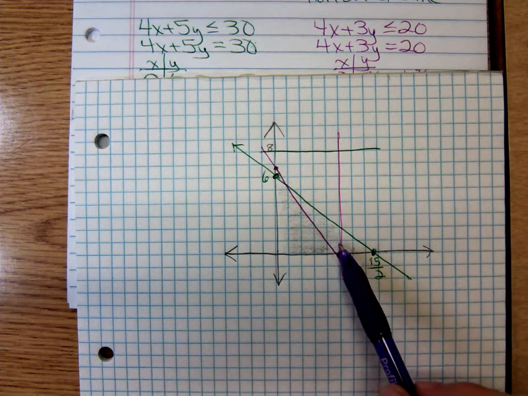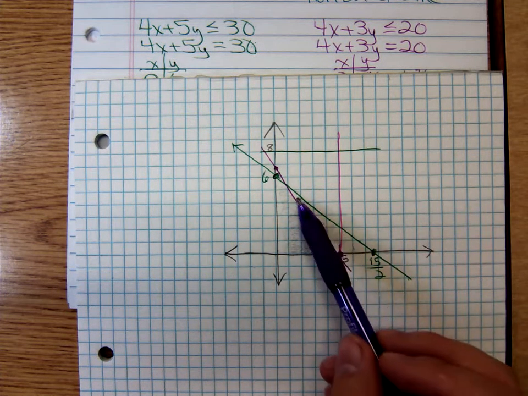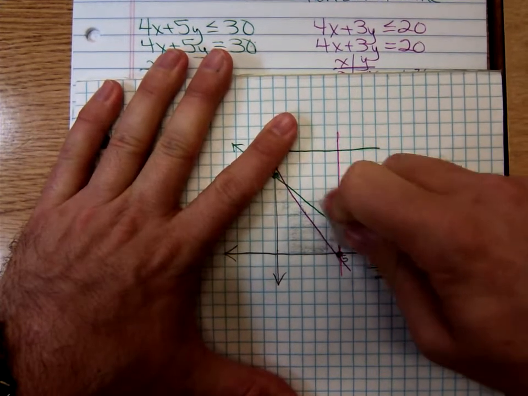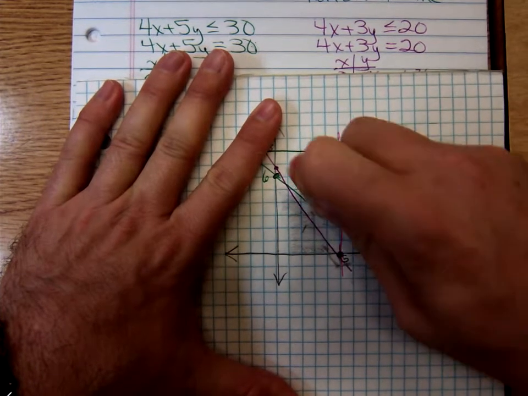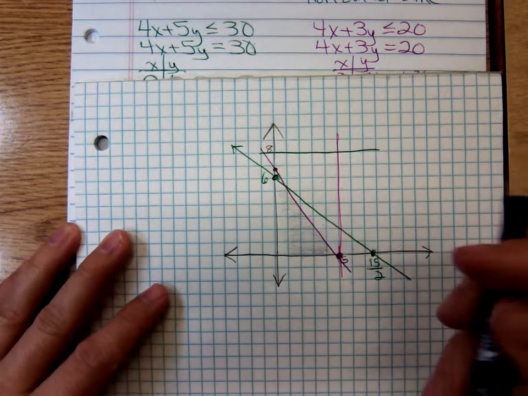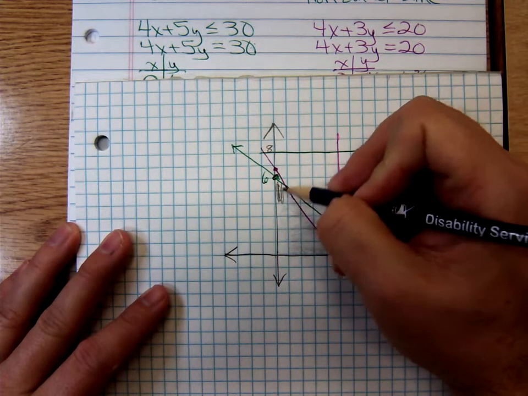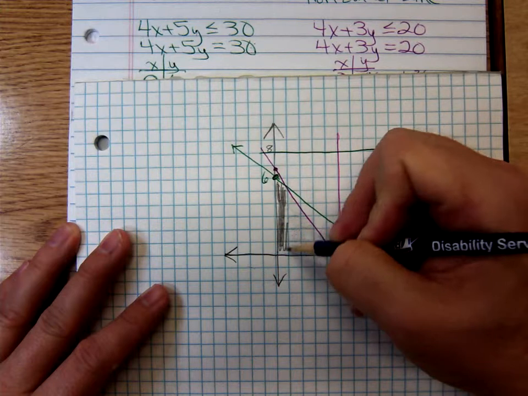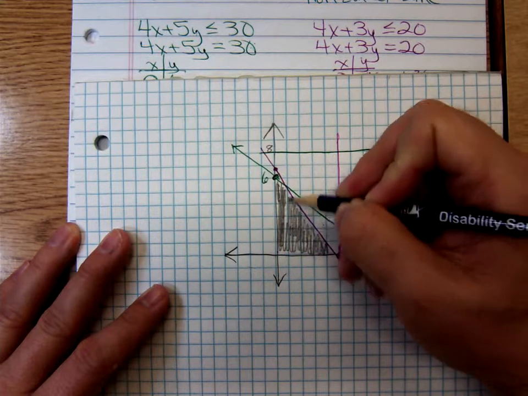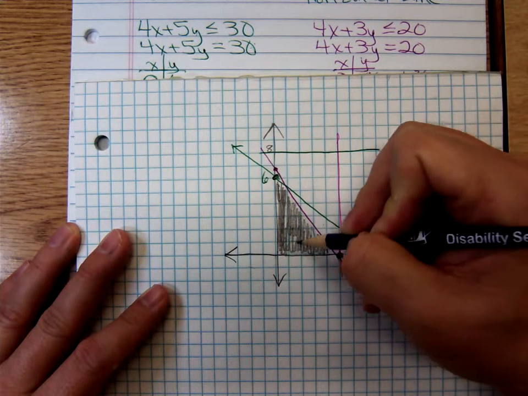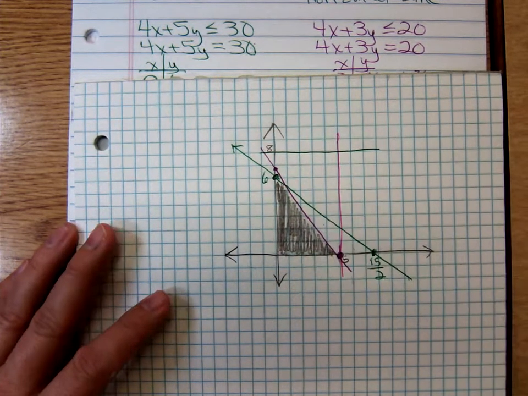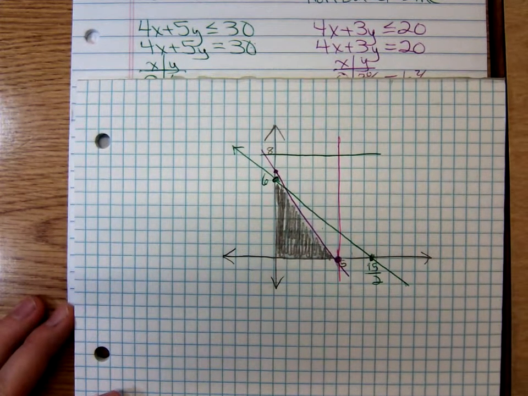So this little triangular wedge right here that was shaded, it's no longer shaded. Our feasible region is now this region right here. Let me draw it real dark. Let me shade it in. That's the region that was shaded 4 times. There. And now we need to find the corner points.